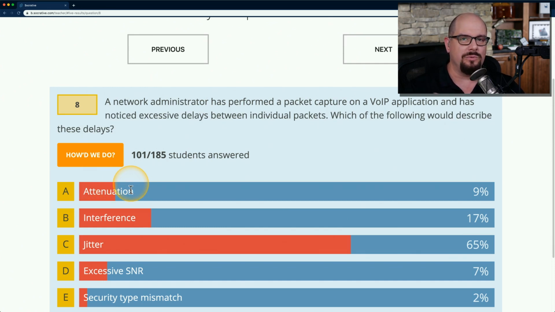The situation wasn't where we were just simply losing the signal. The signal was going away. The problem was that the signal, the frames themselves, had gaps between them. So it would not be attenuation.